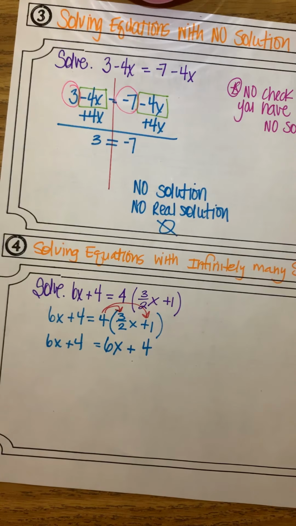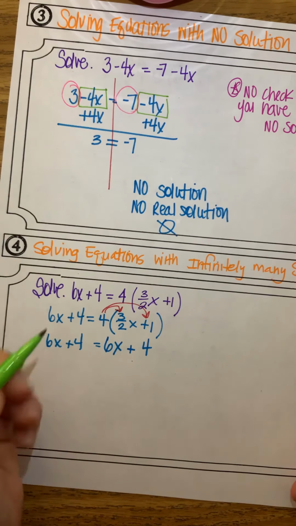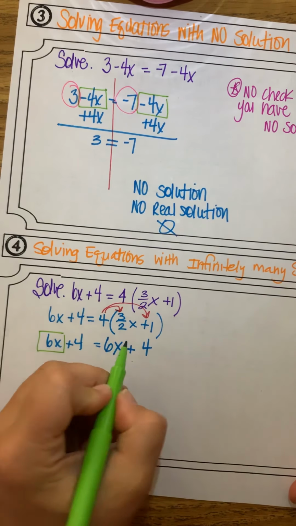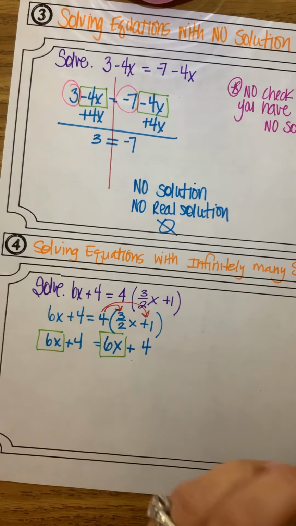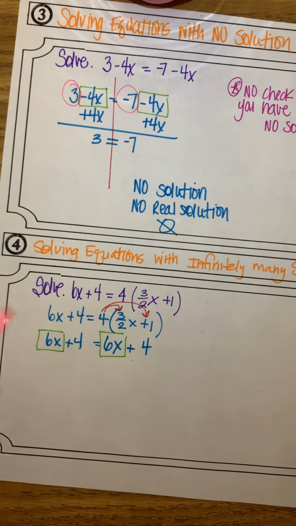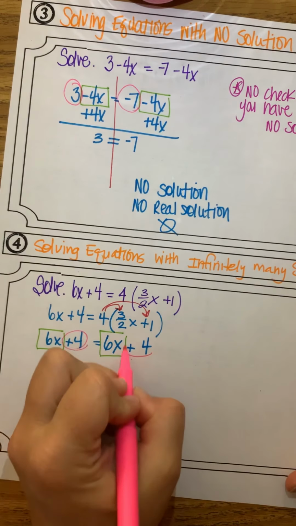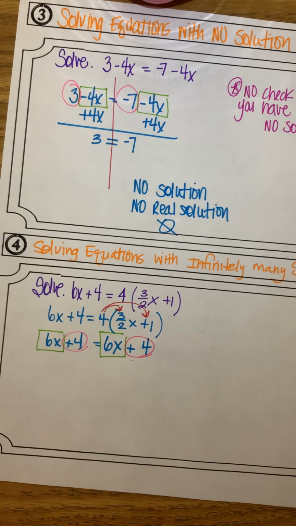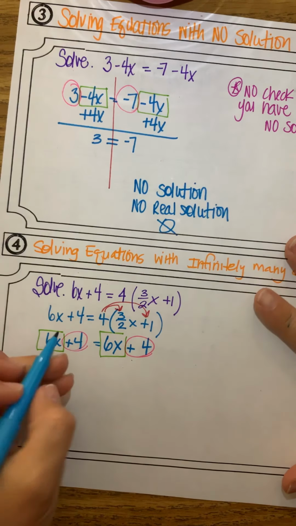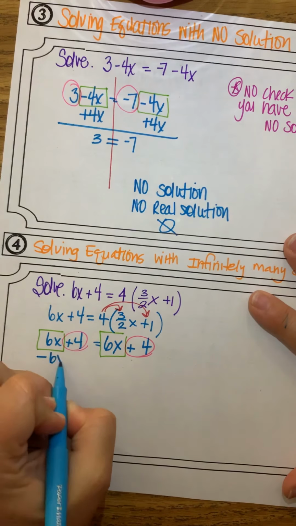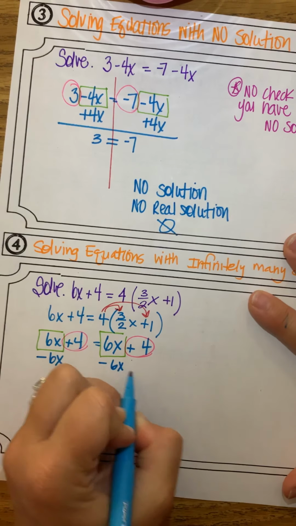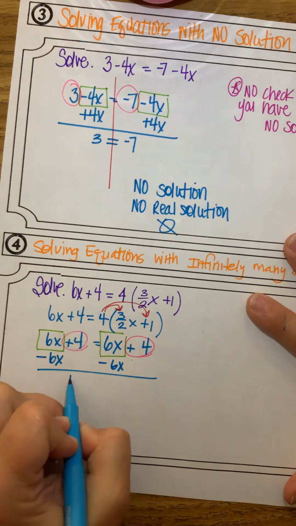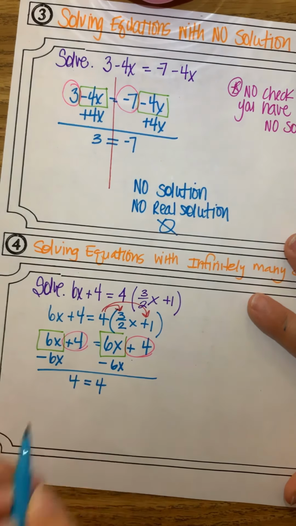Now, you probably are already noticing what's happening here. I've got a 6x and a 6x. I've got a plus 4 and a plus 4. Still have to keep going. I'm moving my smallest variable term first. I'm dealing with my variable term, so I'm going to subtract 6x from both sides. And that's going to give me 4 equals 4.